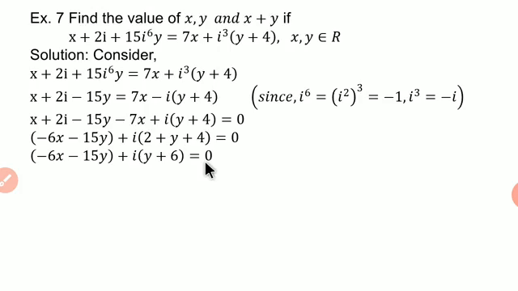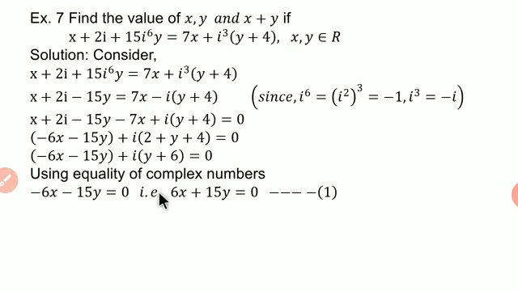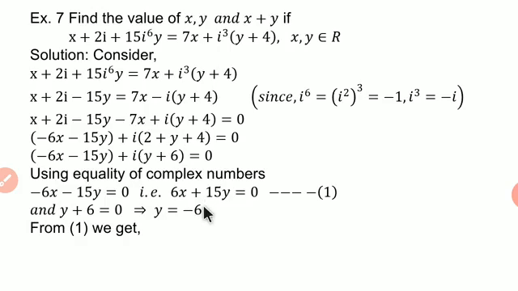Now using the equality of complex numbers, 0 can be written as 0 plus i0. We get minus 6x minus 15y is equal to 0, that is 6x plus 15y is equal to 0. We call this relation number 1. And y plus 6 is equal to 0 means y is equal to minus 6. Put this value of y is equal to minus 6 in equation 1. We get 6x is equal to minus 15 into minus 6, so x is equal to 15 because 6 gets cancelled.